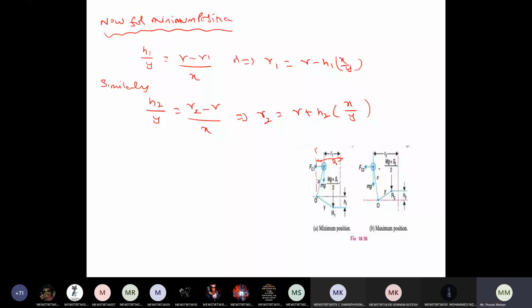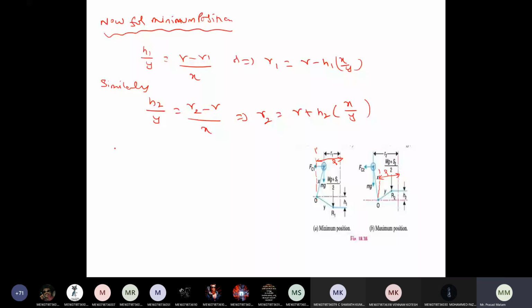This distance is r2 minus r, r1 minus r by x. This is how I have written the equation. From this, I am trying to find the minimum radius of rotation r1 and the maximum radius of rotation r2. From this, can anyone tell what the r1 value is? Yes, students. So let us try to find the r1 value.